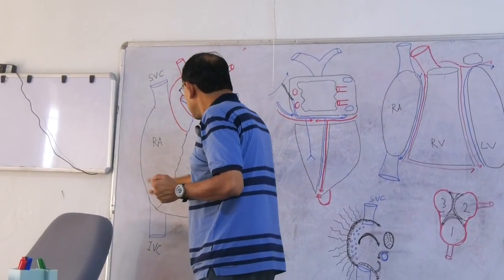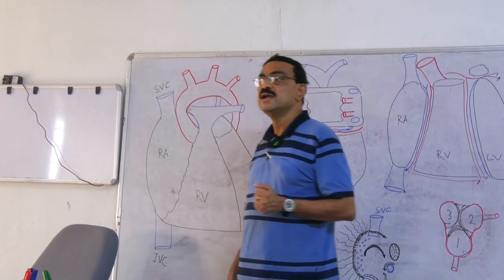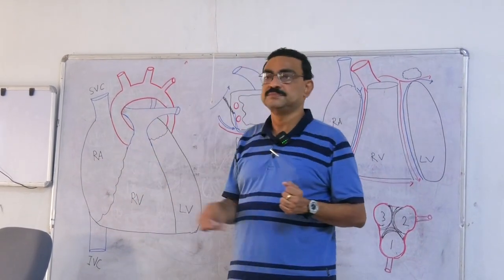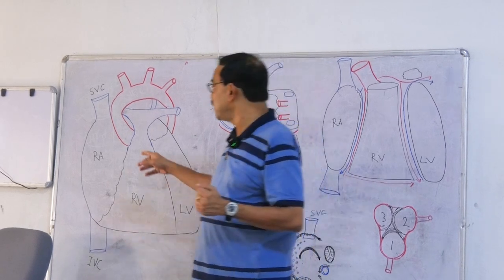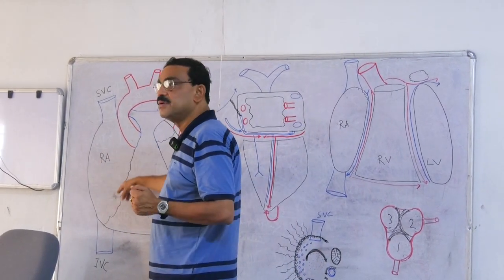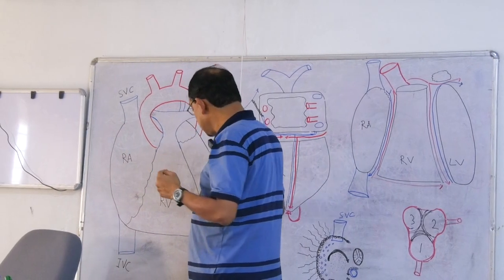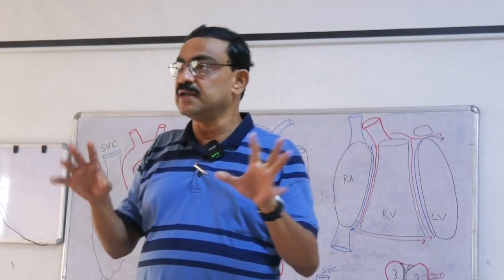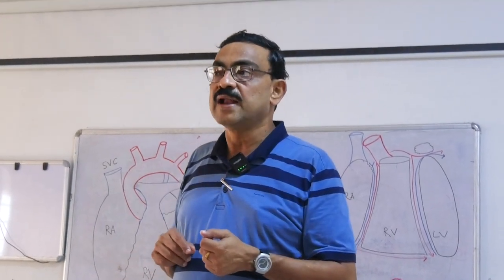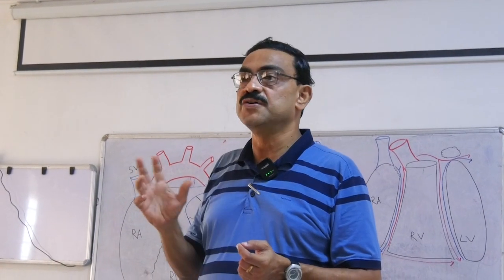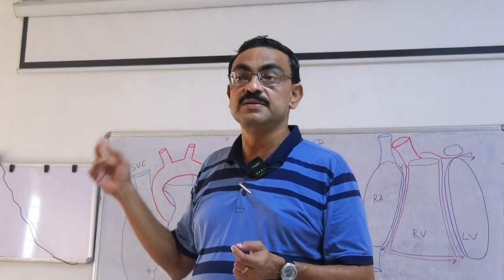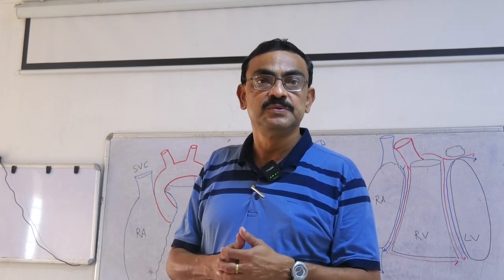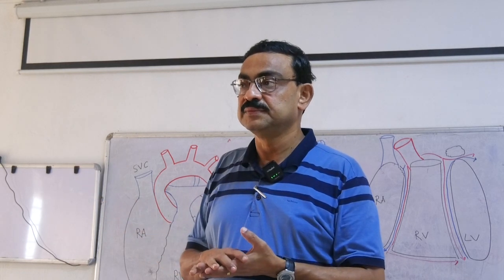And this sternocostal surface, you can see, is contributed mainly by the right ventricle, and also a small contribution from the right atrium and left ventricle. What is the contribution between the right ventricle and left ventricle? The right ventricle's contribution is 2, and the left ventricle contributes only one part. So 2:1.